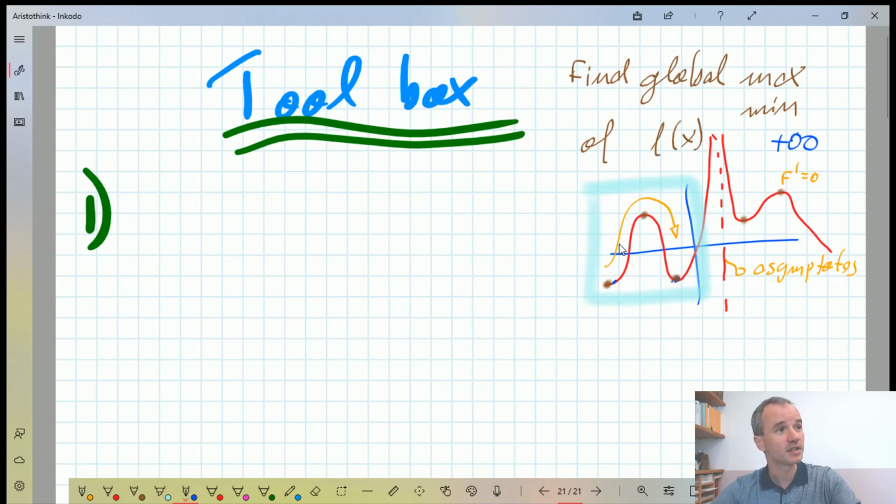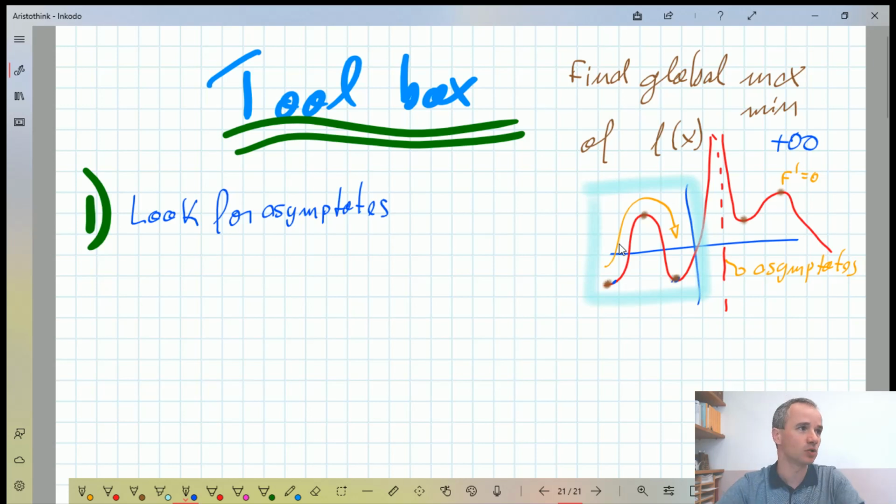Well, our first thing in our toolbox is going to be this: first, look for asymptotes. Where, and how can we look for asymptotes? Well, we have our function, and this is going to be, for instance, P of x divided by Q of x. Let's make something more complicated.